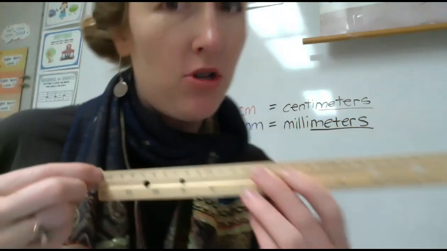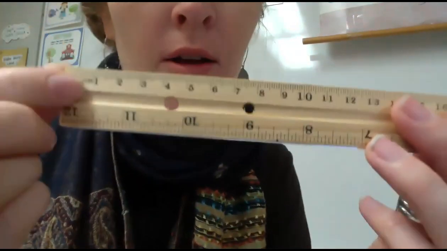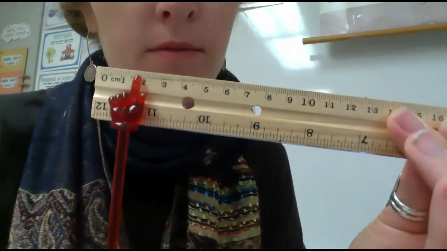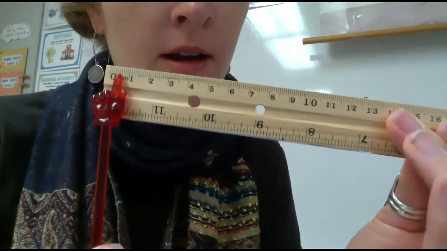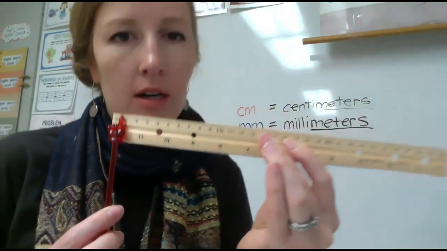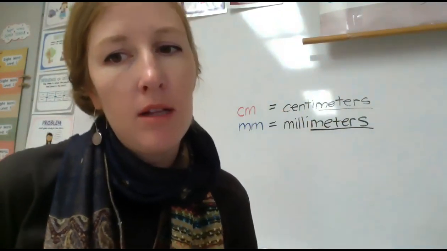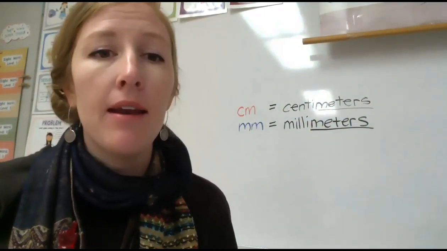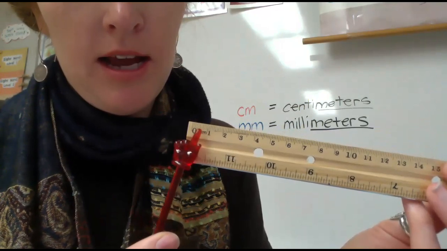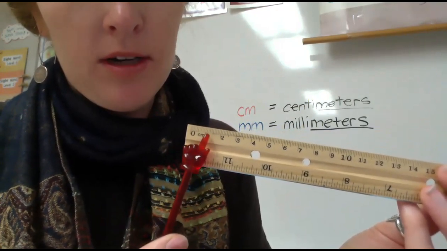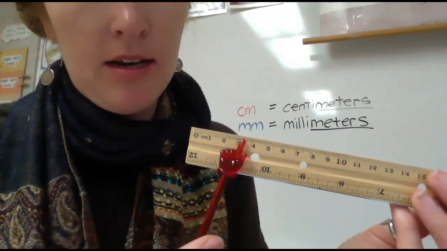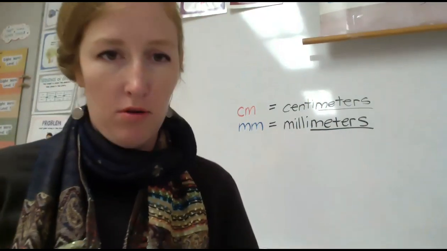So let's say you were measuring something really, really small, and it only went to, let's say right here in the middle, that would be 5 millimeters, right? That's 5 lines. And they're very hard to count when they're that small. So millimeters are very tiny, and there are 10 millimeters in every centimeter. So if you counted each of these lines, there would be 10 before you get to 1 centimeter. Then another 10, and another 10, and another 10, and so on.